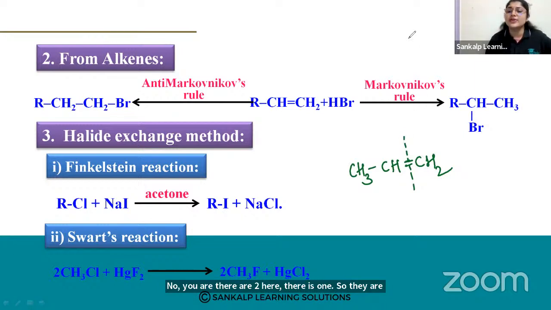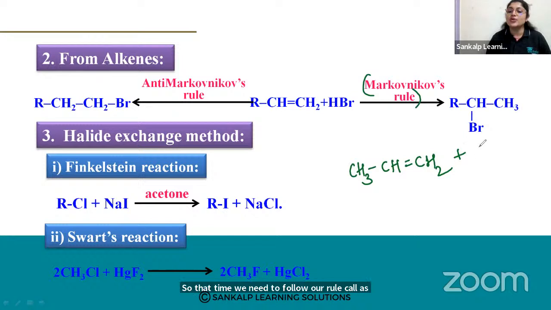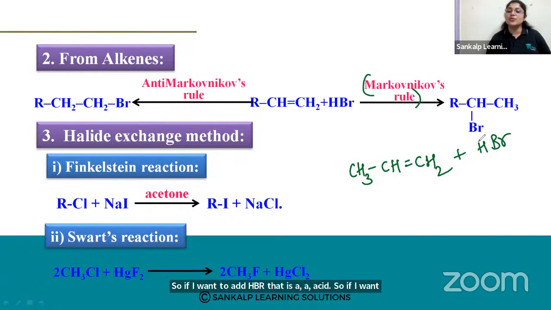Now, whenever you have an unsymmetrical alkene, how does the addition take place? That time we need to follow a rule called Markovnikov's rule. So what does Markovnikov's rule state? If I want to add HBr, that is a halogen acid, across this double bond, it needs to follow Markovnikov's rule. Now, what do you mean by Markovnikov's rule?